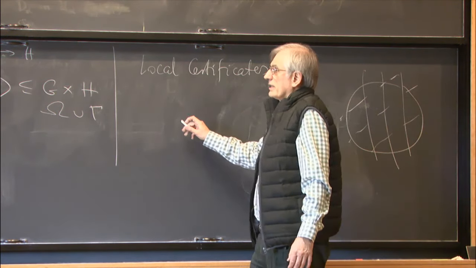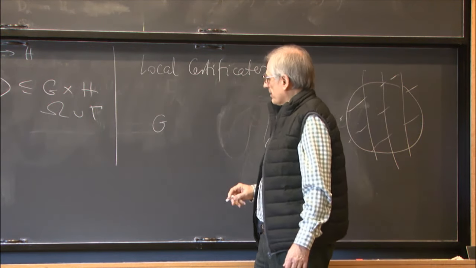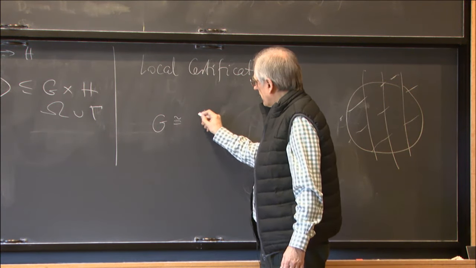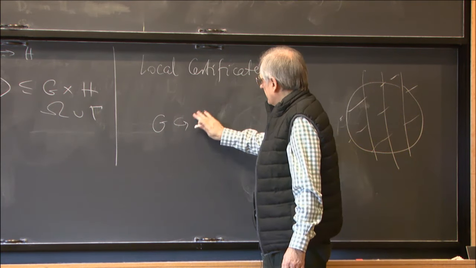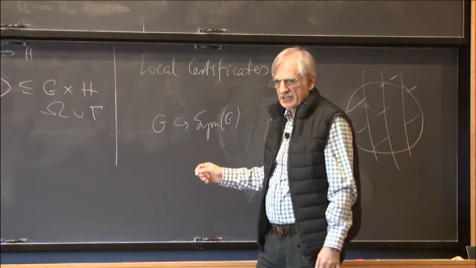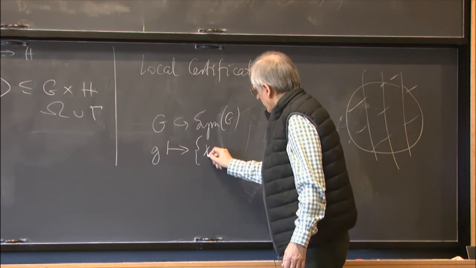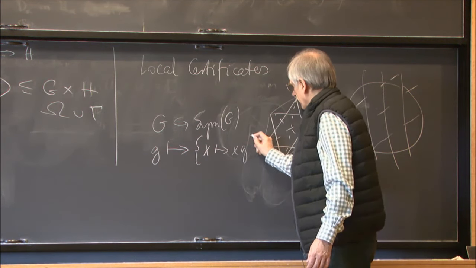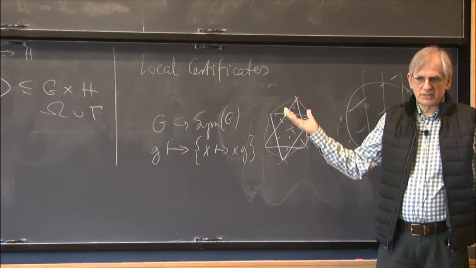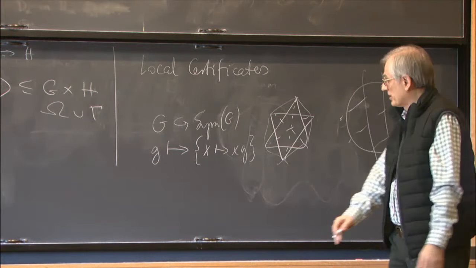Or an example I could give is, if I look at the regular permutation representation of G, so G can be isomorphically embedded in the symmetric group on G by associating, say, the right translations. So with the element of G, I associate this map. Every element x goes to x times g. Okay. So this is the regular permutation representation of the group. So this is how Cayley proved that every abstract group is isomorphic to a permutation group.